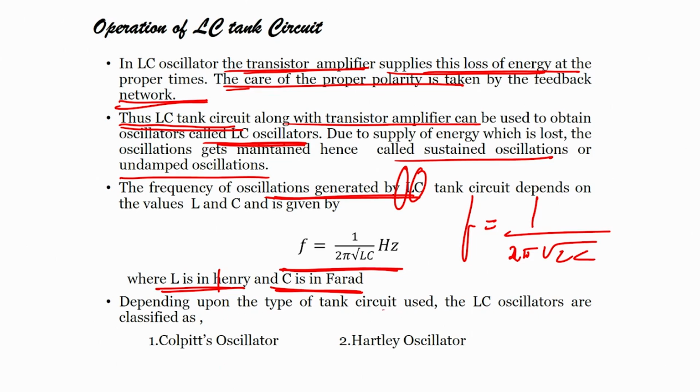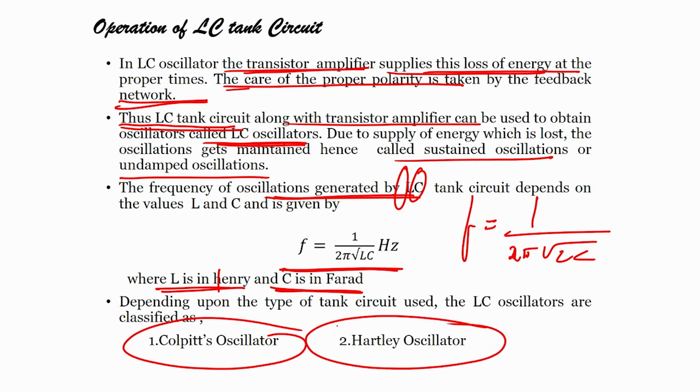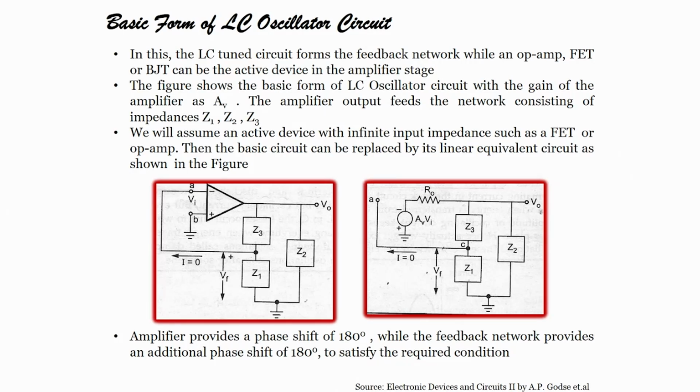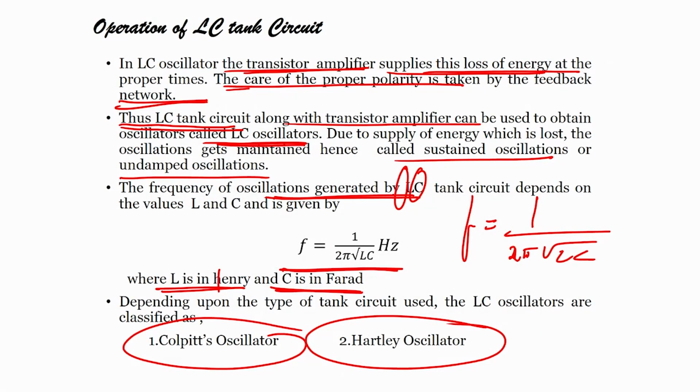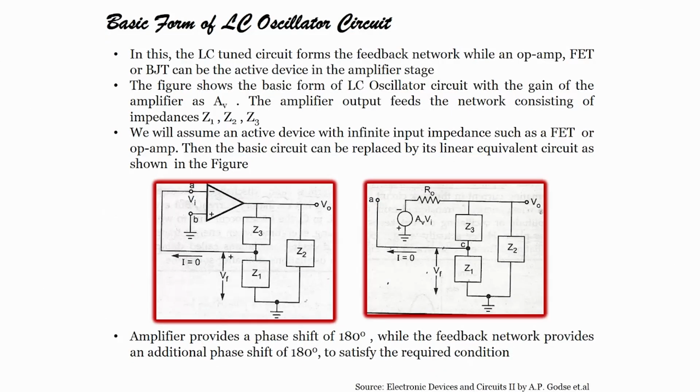Depending on the type of tank circuit used, LC oscillators are classified as Colpitts or Hartley oscillators. So, once I know the function of the LC oscillator, I can use it in two different ways. One is called the Colpitts oscillator, one is called the Hartley oscillator. We will see later what a Colpitts oscillator and a Hartley oscillator are. First, let us see the basic LC oscillator and the feedback network, and how it works.